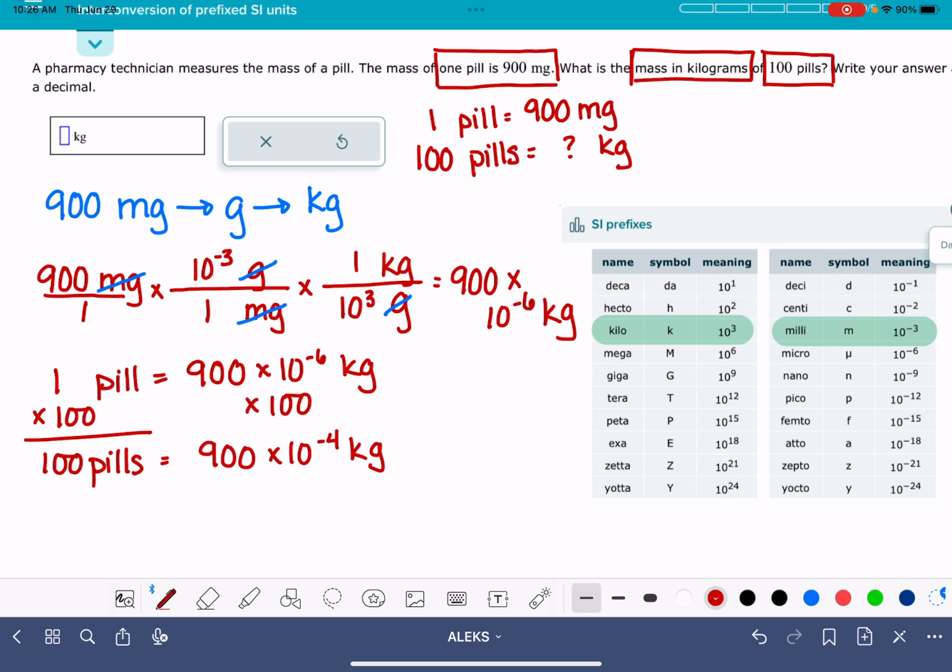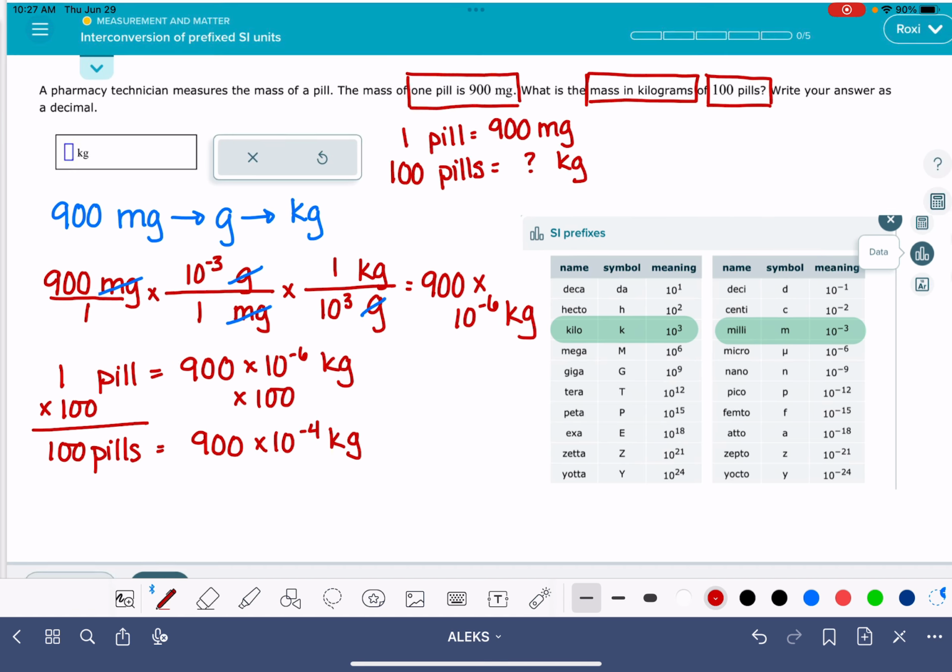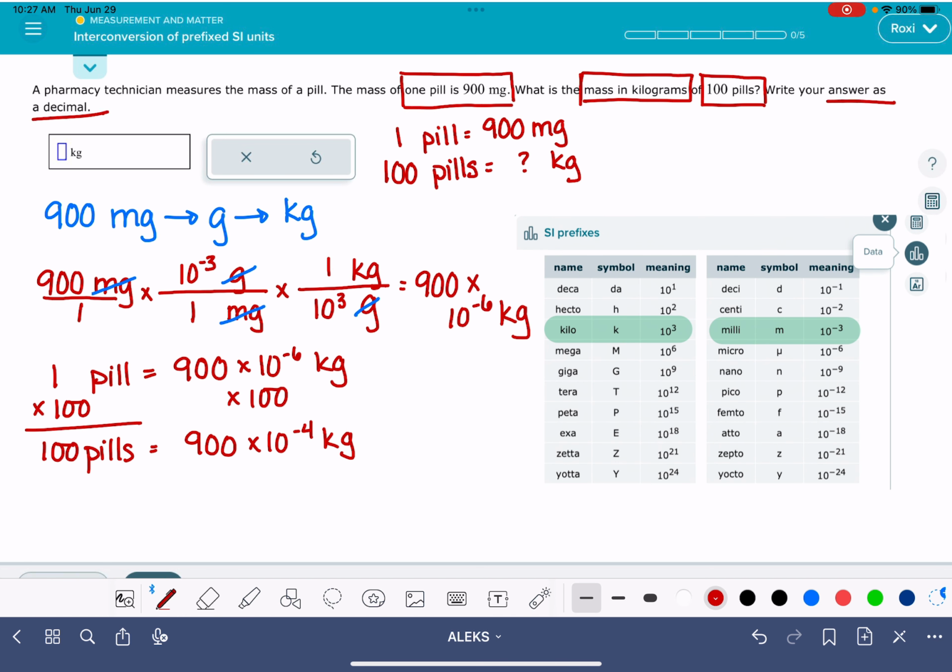Now, ALEKS wants this answer to be written as a decimal. 1,234.0900 kilograms.